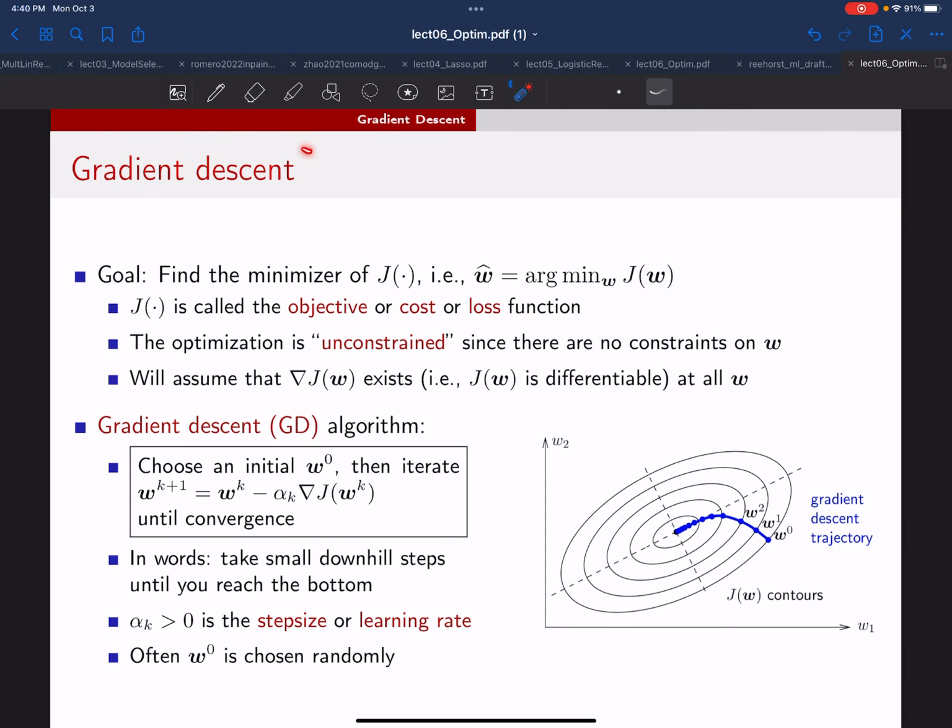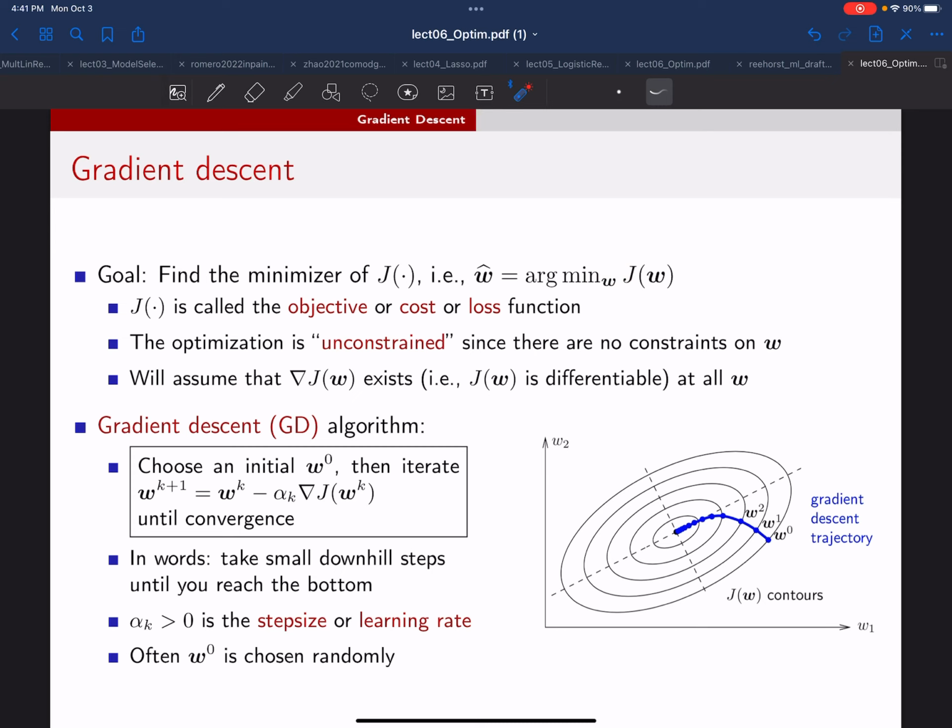So gradient descent is the algorithm that we use to do this. Our goal is to find the minimizer of our cost function J. Sometimes it's called the objective or the loss function. In other words, we want to find the w, we'll call it w hat, that is the minimizer of J. We are going to assume that there are no constraints on w. For example, constraints could be if someone says all the entries of w have to be positive. That would be an example of a constrained optimization problem. We are going to assume that there are no constraints on w. This is an unconstrained problem.